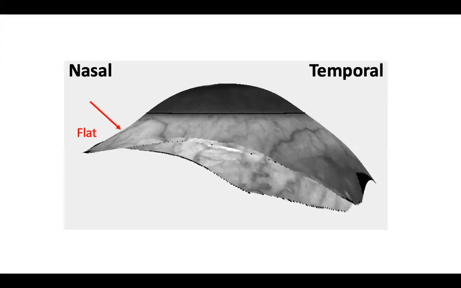Her nasal quadrant was flatter than what we see temporally, which is what created the asymmetry.